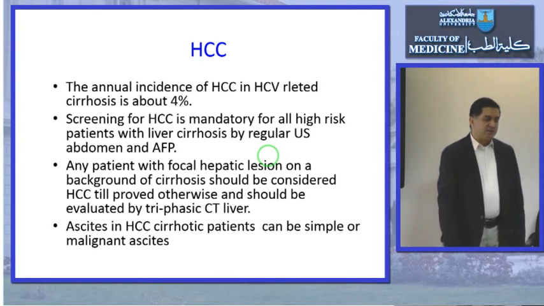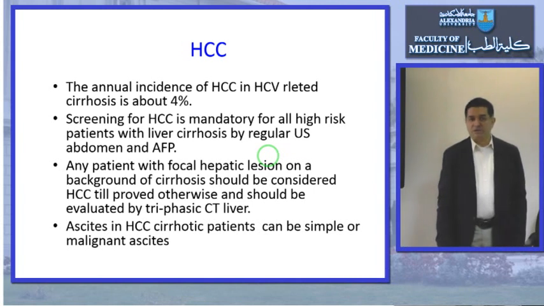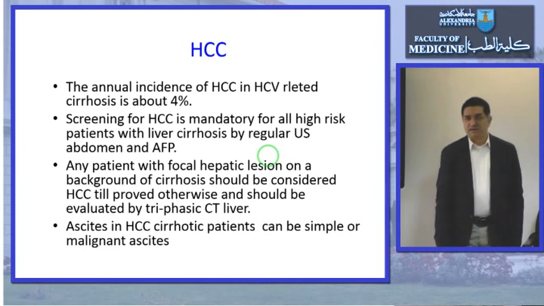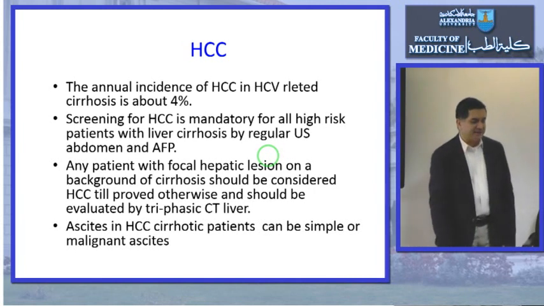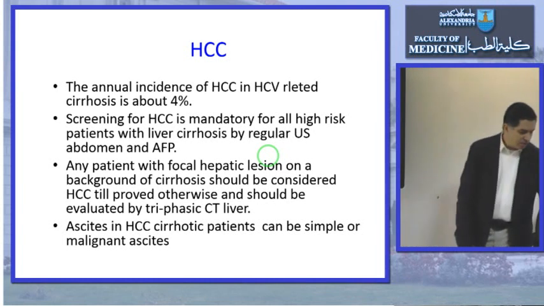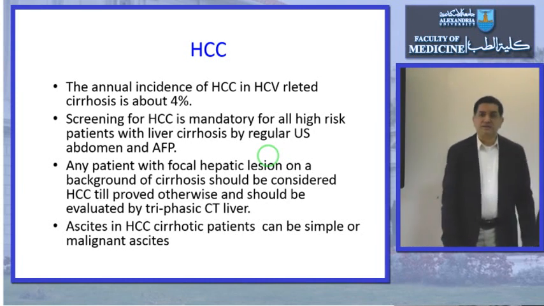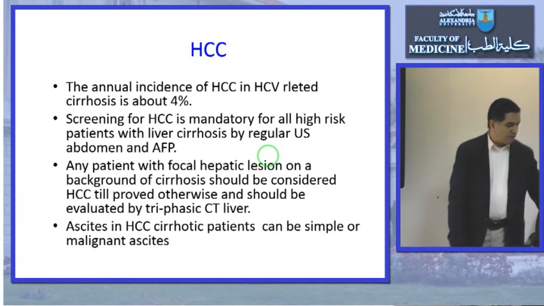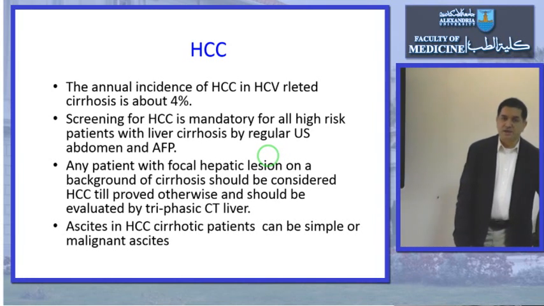Ascites in HCC cirrhotic patients can be simple ascites due to the presence of liver cirrhosis, or can be malignant ascites, and here the diagnosis will depend on ascitic fluid examination by the SAAG less than 1.1 and the presence of malignant cells within the ascitic fluid.